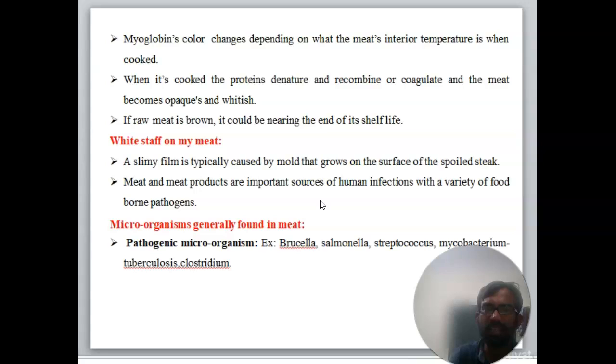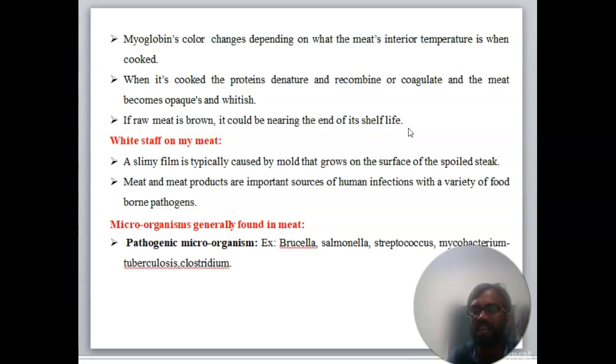Now we can see the next slide. The myoglobin color changes depending on the meat's interior temperature, which is also one of the factors. When the meat is cooked, the proteins denature and recombine with coagulant, or the meat becomes an opaque or whitish color. So you can see that this is the raw meat, brown, and it's changing near the end of the shelf life. So these are the factors affecting the meat.